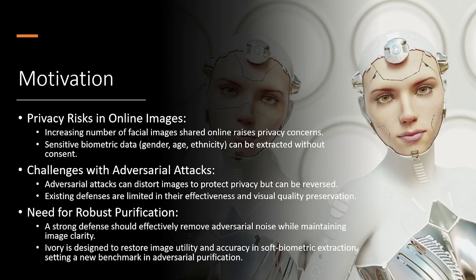While adversarial attacks have emerged as a common method to distort these biometric features and prevent unauthorized extraction, they are not foolproof. In fact, recent advancements in AI allow adversaries to reverse these obfuscations and bypass protective perturbations. In this work, we have developed IVORY, a robust, diffusion-based purification method designed to effectively strip away adversarial noise and preserve the original facial features while maintaining privacy. This approach not only reclaims soft biometric accuracy but does so with the resilience needed to handle both known and unknown adversarial strategies, highlighting the need to develop more robust privacy protection methods for online images.